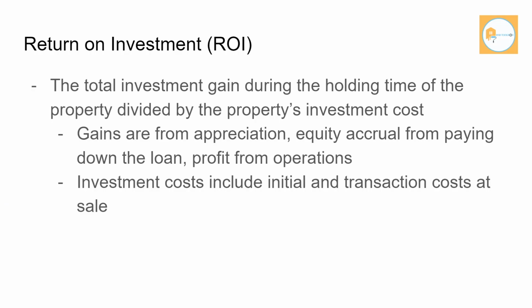All right, let's move on to talking about the return on investment, or the ROI of the property, and how to calculate that. So you can think of ROI as the total investment gain during the holding time of the property divided by the property's initial investment costs. Any gains are from the appreciation in the property value, any equity accrual from paying down the loan, and then your profits from operating the Airbnb. So that's the cash flow. Your investment includes any of the initial costs we talked about before, and then any transaction costs during the sale.